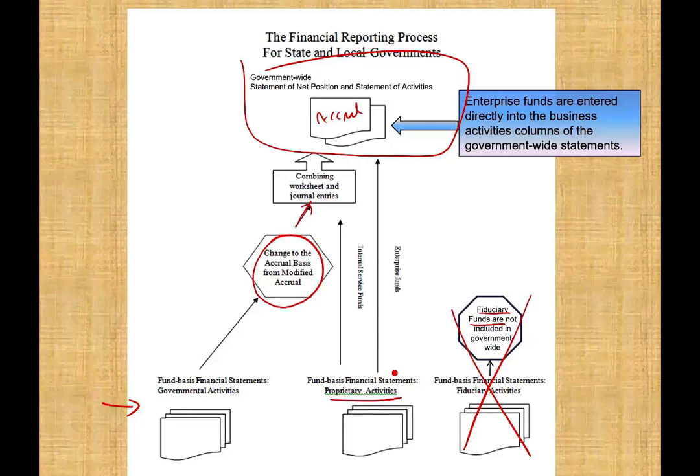The proprietary funds, remember, we have the internal service fund and we have the enterprise fund. The enterprise fund is easy. Why easy? We don't have to do anything. It's going to be shown separately on the government-wide financial statements.